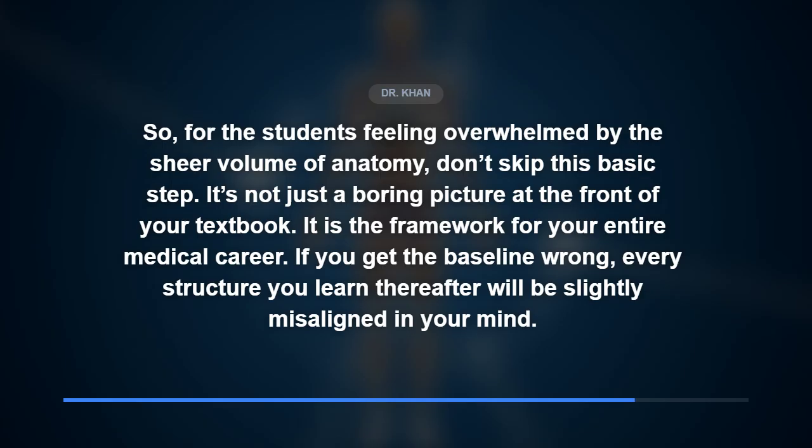So, for the students feeling overwhelmed by the sheer volume of anatomy, don't skip this basic step. It's not just a boring picture at the front of your textbook. It is the framework for your entire medical career. If you get the baseline wrong, every structure you learn thereafter will be slightly misaligned in your mind.